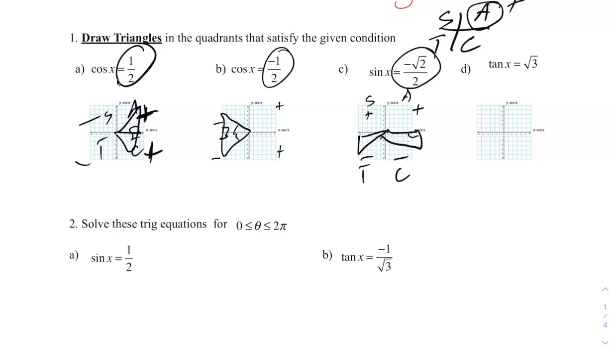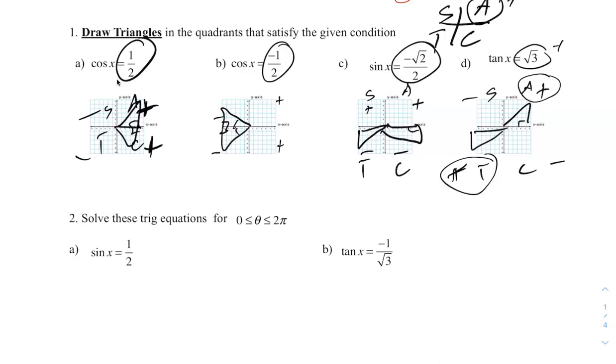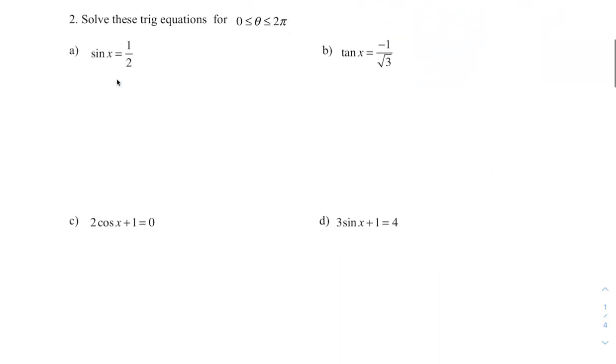There's some bad triangles. Tan, TOA, so All Students Take Calculus. Tan is positive here and here, and negative here and here. Right, quadrant 1 because of A, quadrant 3 because of T. So your triangle should be in quadrant 1 and 3 because we have the positive. So that's the general idea. Now let's use that to actually solve things.